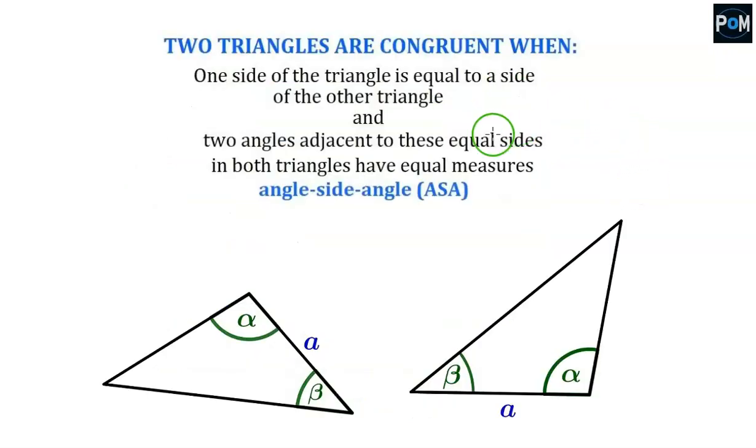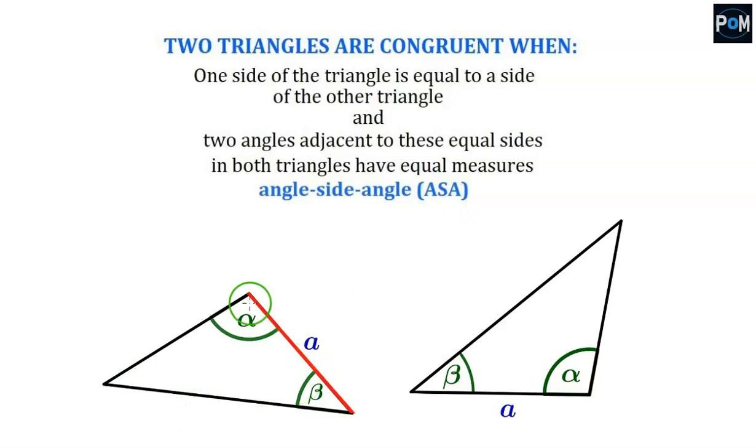And now about how the third theorem of triangle congruence works. It goes like this. Two triangles are congruent if one side of a triangle is equal to a side of the other triangle, and two angles adjacent to these equal sides in both triangles have equal measures. This theorem is called angle-side-angle, also known as ASA. Here, we'll need two angles and one side.